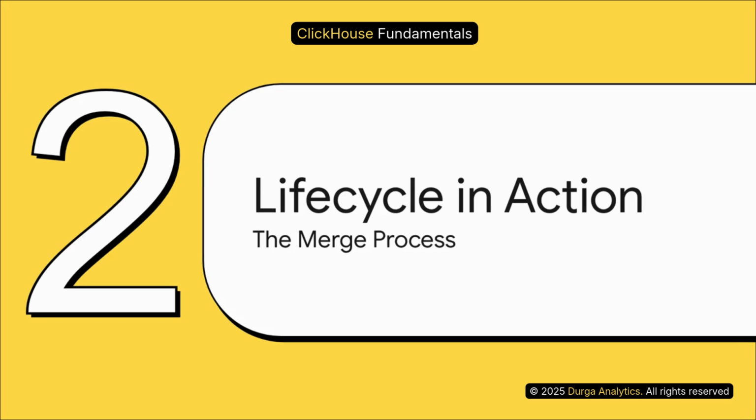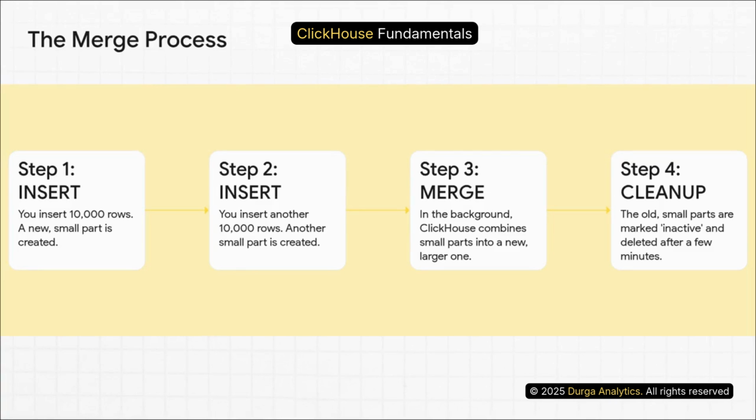Let's take a look at the merge process. Let's just walk through a scenario. You insert, say, 10,000 rows, and poof, part A is created. You insert another 10,000 rows, and now you have part B. In the background, completely automatically, a merge process kicks in. ClickHouse reads the data from both parts A and B, combines them, sorts them, and writes a new, bigger, and much more optimized part C. And what happens to the old ones? Well, parts A and B are marked as inactive, and after a short grace period, they get deleted.